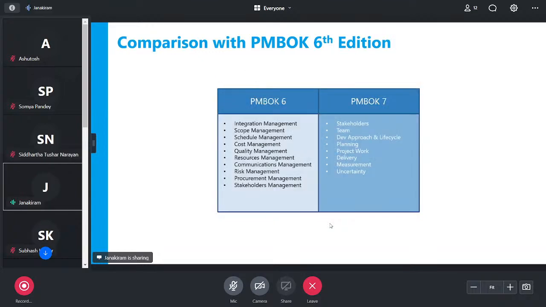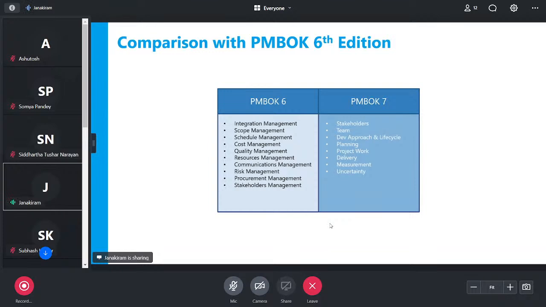The second major change is that all your knowledge areas, right? If you look at the left side, the earlier versions of PMBOK, you can see that they are more or less similar to the performance domains that we talked about so far, right? So we have nine of them. In fact, 10 of them with the sixth edition.